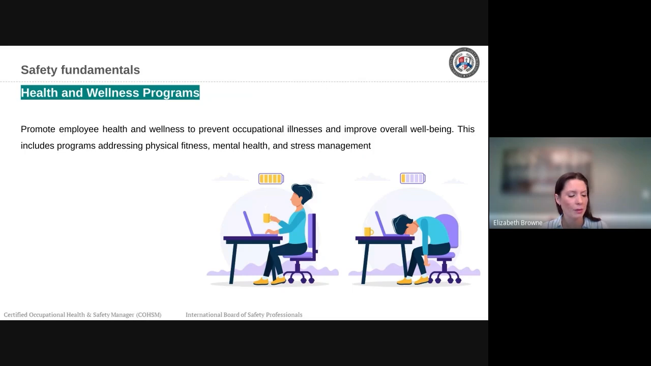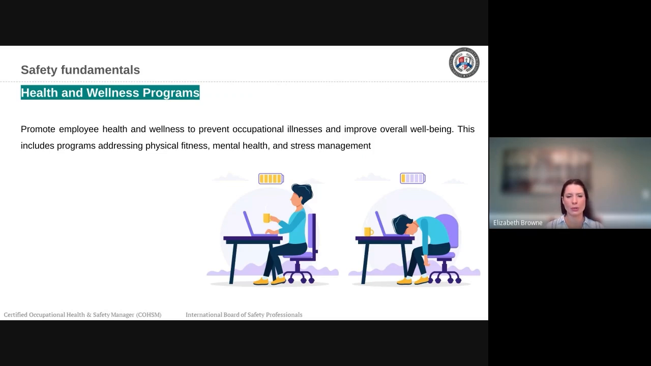So encouraging active employees, having employee assistance programs where mental health is valued and stress management practices are encouraged, encouraging employees to take breaks. If they're workers that work at a computer and are sitting a lot, encouraging that they have standing breaks and stretching.